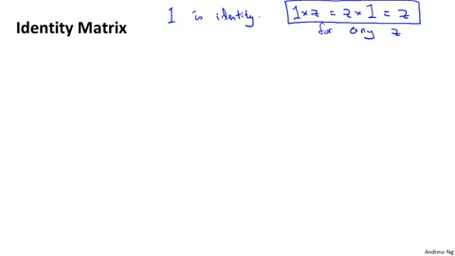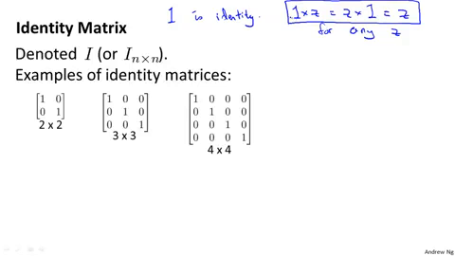It turns out that in the space of matrices, there's an identity matrix as well, and it's usually denoted I, or sometimes we write it as I subscript n by n if we want to make explicit the dimension. So I subscript n by n is the n by n identity matrix. And so there's a different identity matrix for each dimension n. Here are a few examples. Here's the 2 by 2 identity matrix. Here's the 3 by 3 identity matrix. Here's the 4 by 4 identity matrix.